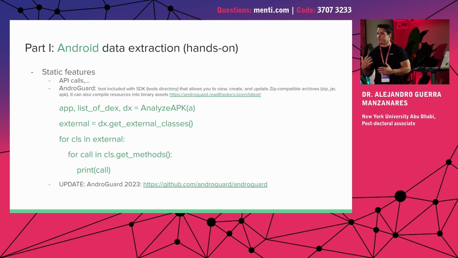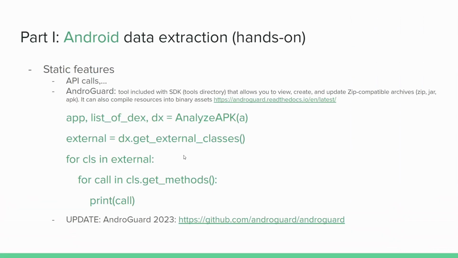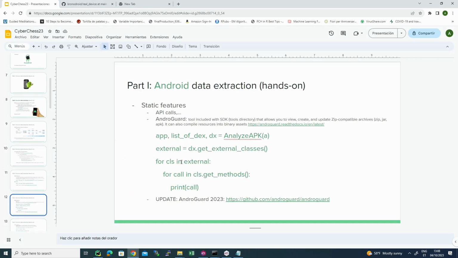So you can get much more information from the inside classes and methods and everything that is used. What I did here is I used AndroGuard to extract the external API calls. The external API calls are API calls to the libraries, which means that they are not to internal methods, and they are sometimes used to characterize the behavior of the application.